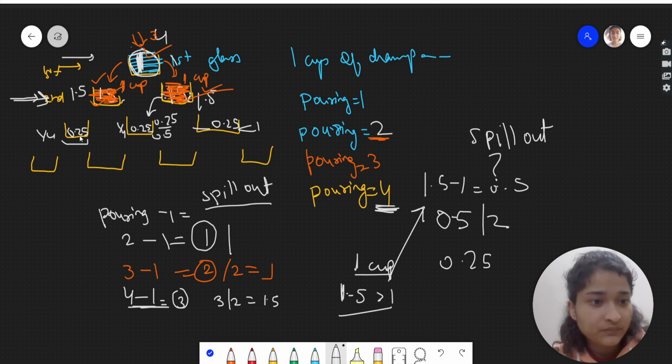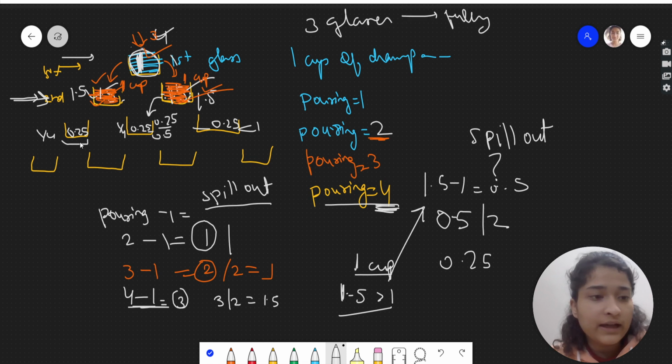So see, when we are pouring 4 cups of water, 1, 2 and 3, 3 glasses are totally full. These are totally filled. And in the last row, one glass is half filled. This middle one is half, 0.5, half filled. And the rest of the 2 are quarter filled. That is 1 by 4.